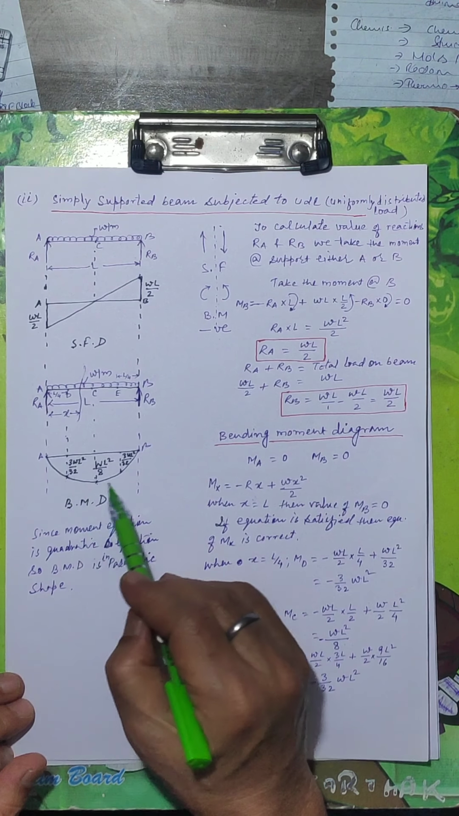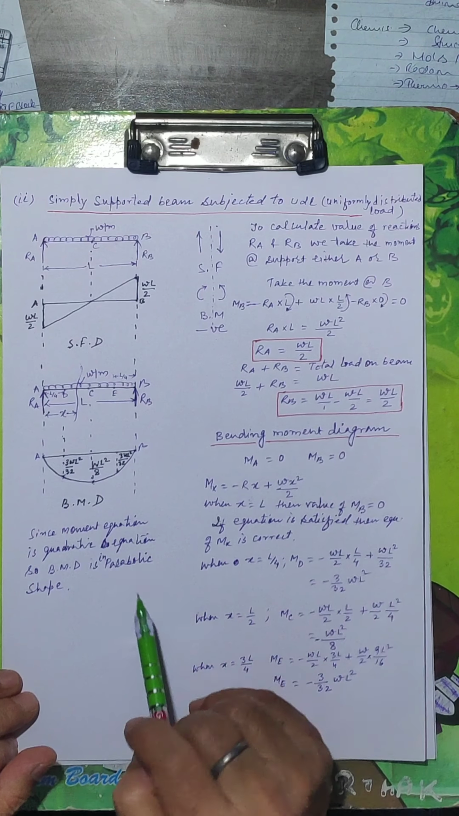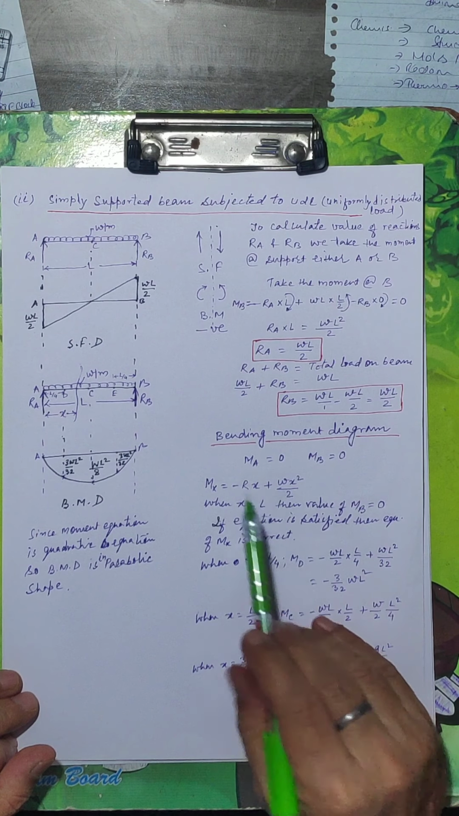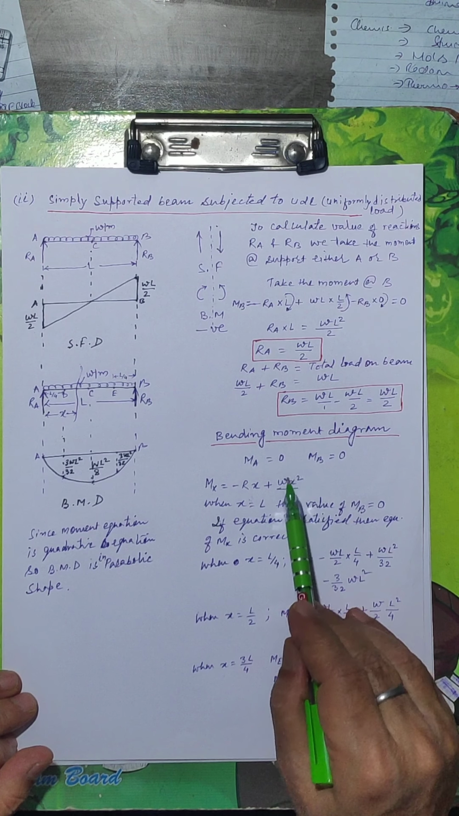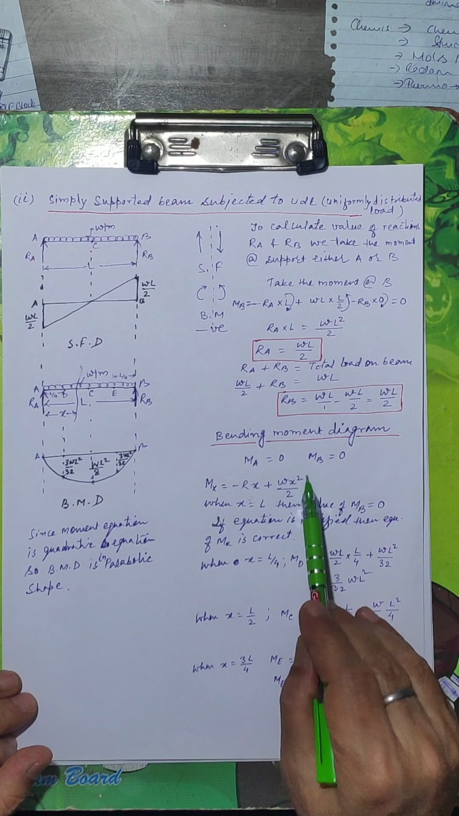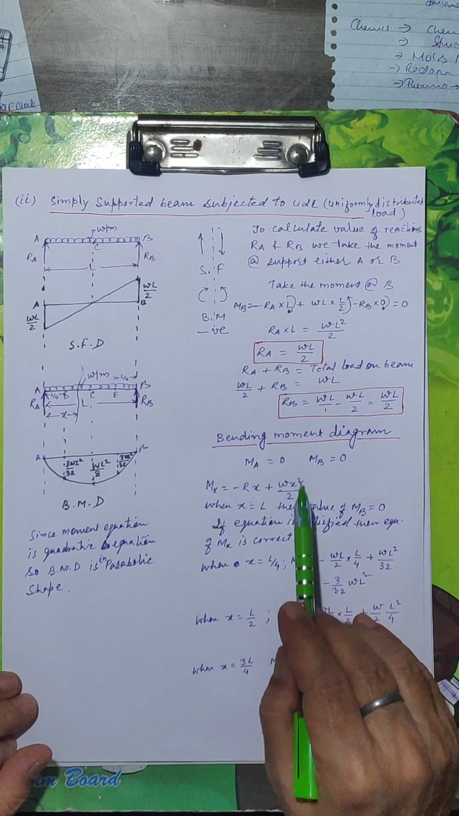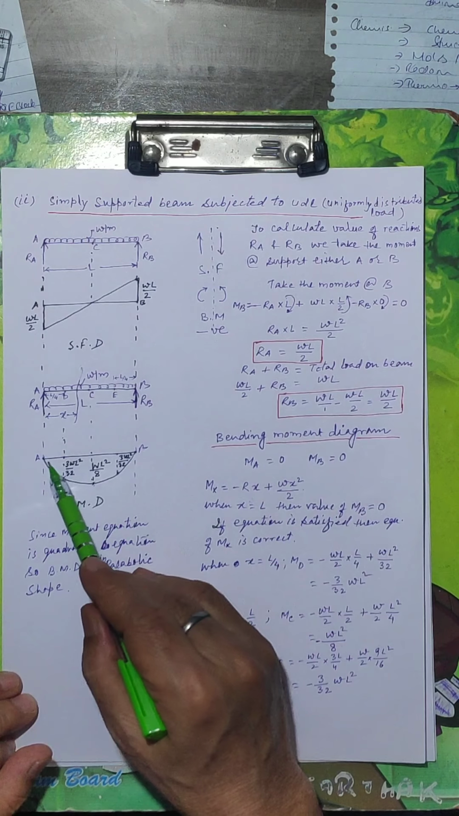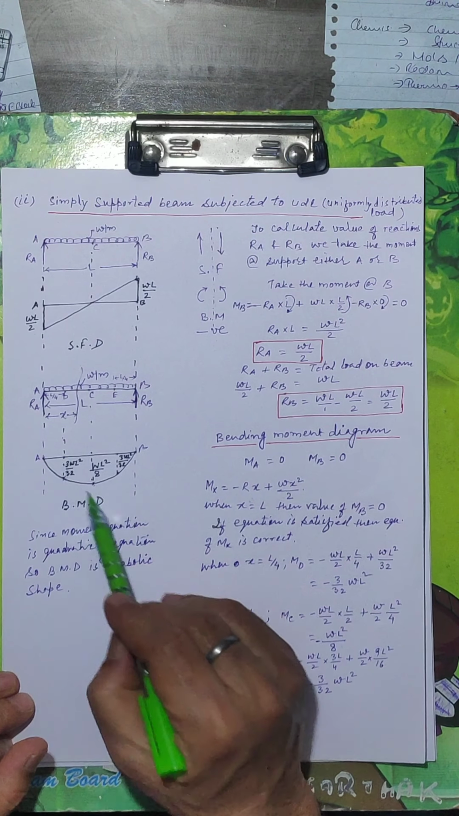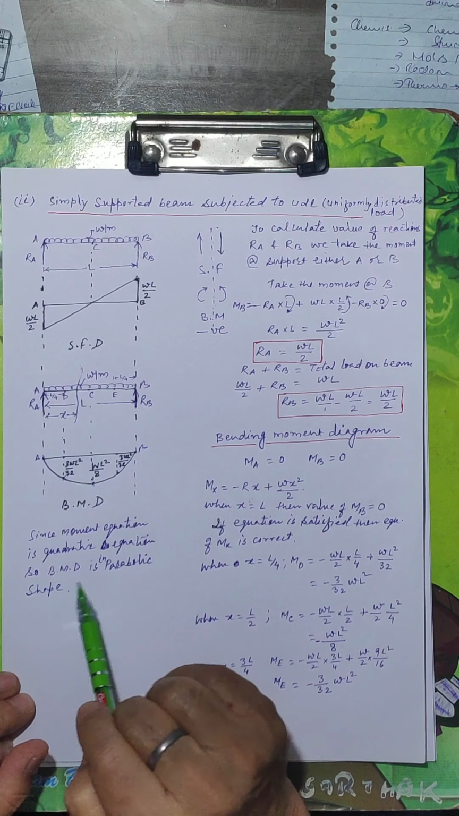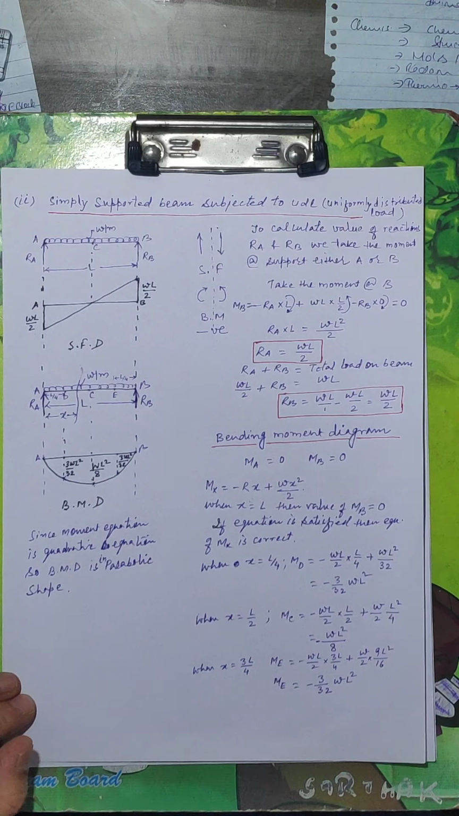Why is this in curve shape? Why is it parabolic? Because the moment equation is quadratic, x square. It is not a straight line. This equation is a quadratic equation. That's why the shape of bending moment diagram would be parabolic. Quadratic equation, the bending moment is a parabolic shape.